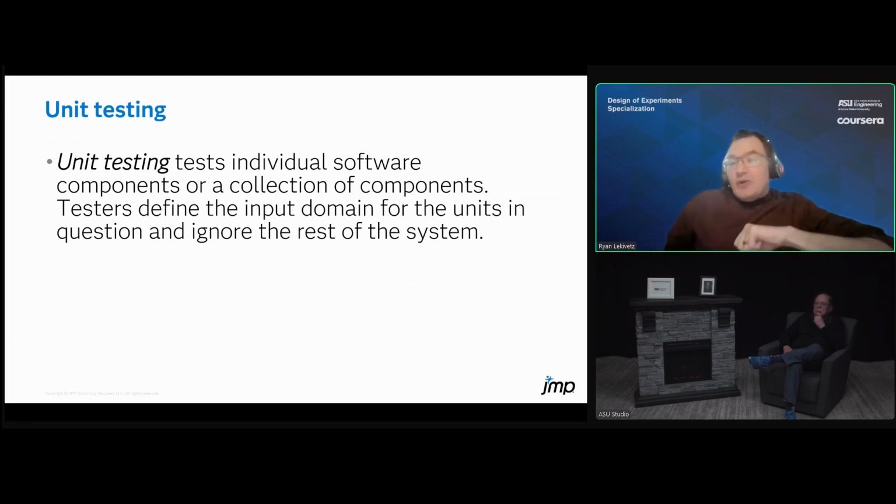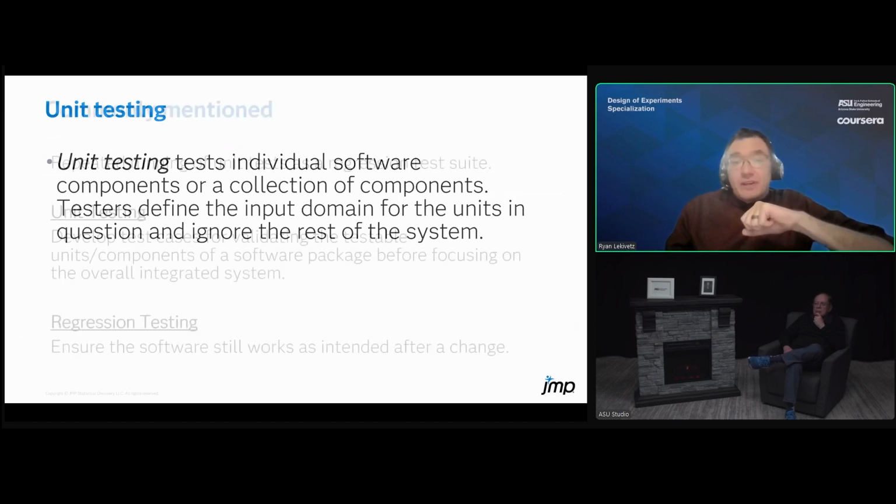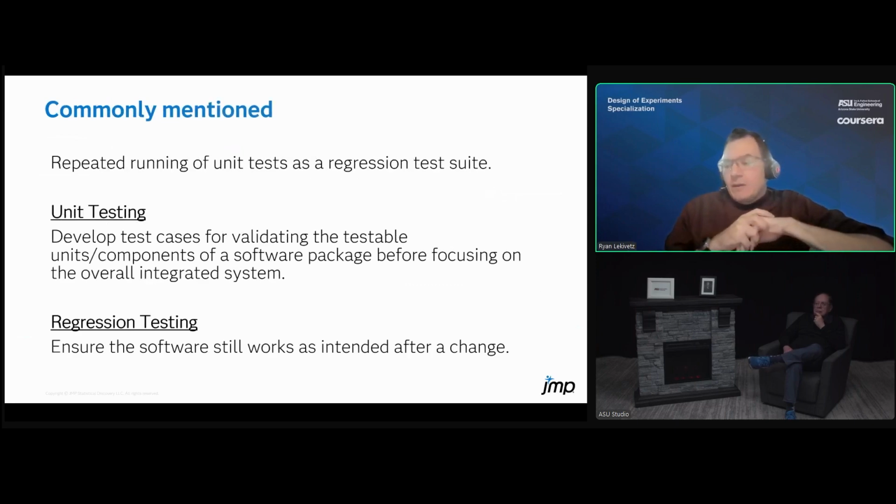So in particular, if you see that ignore the rest of the system, that sounds a lot like one factor at a time, right? So if we break this down into the simplest case, unit testing is kind of akin to one factor at a time. Right? And again, if you start digging into this, one of the most commonly mentioned techniques you'll see is this idea of a repeated running of unit tests as a regression test suite. Now I'll say by here regression, we don't mean in the statistical sense, right? So that unit test is we have these test cases for validating those testable components, and the regression testing just says, well, does the software still work as intended after a change, right?